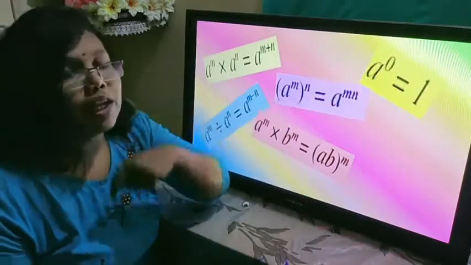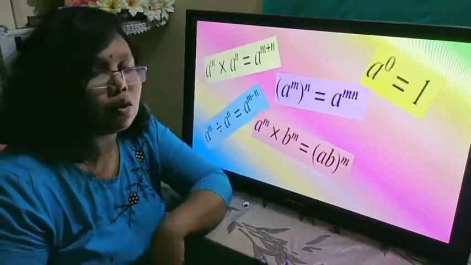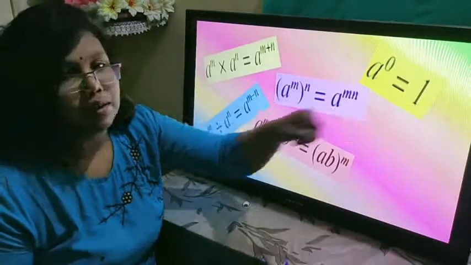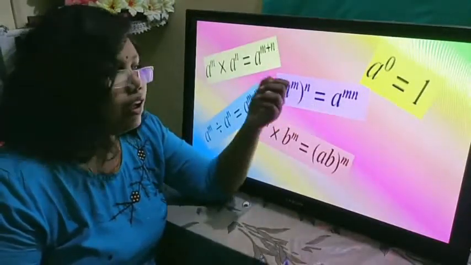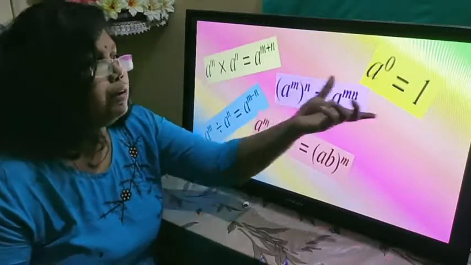A raised to 0: when any number has power 0, the answer is always 1. But this does not work for 0. Any non-zero number, it would be workable for that.